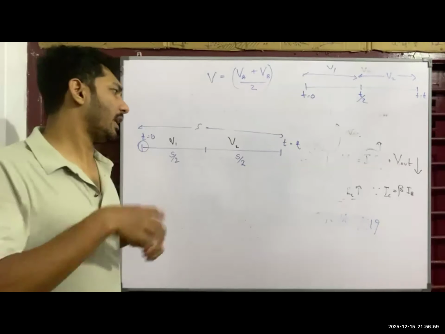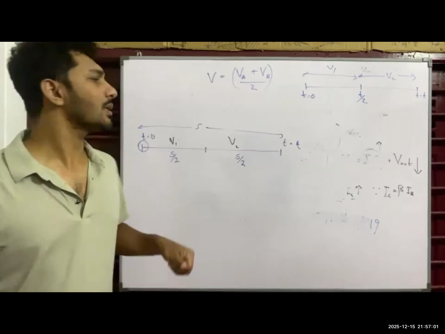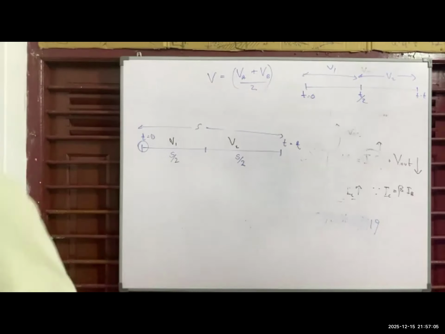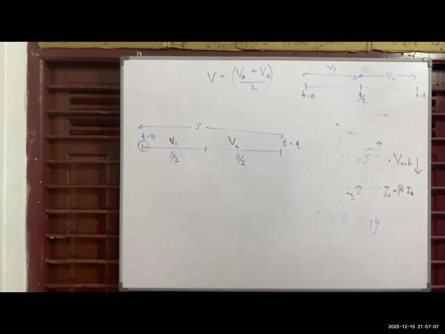Now, can you derive a formula for average velocity in terms of v1 and v2? I'll tell you the question again. An object travels half of the distance with uniform velocity v1, the second half of the distance with uniform velocity v2. What is the average velocity?